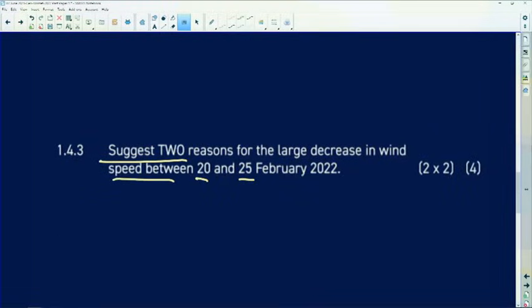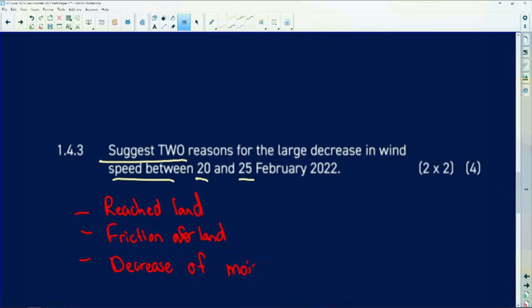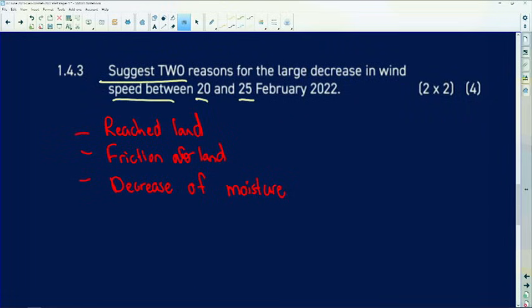Okay, so immediately we can say the tropical cyclone has reached land. We can also mention there's friction over land. There's going to be a decrease in moisture. And there's going to be less latent heat, because it's situated over the land.